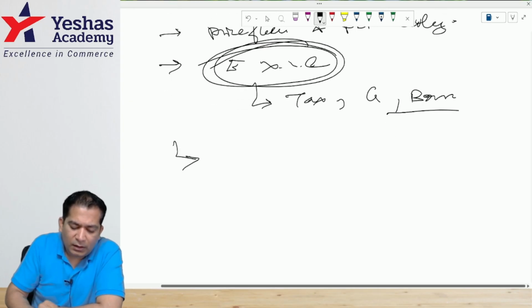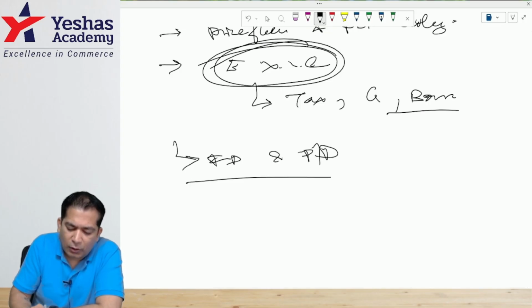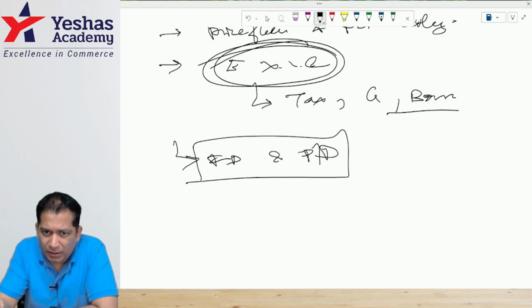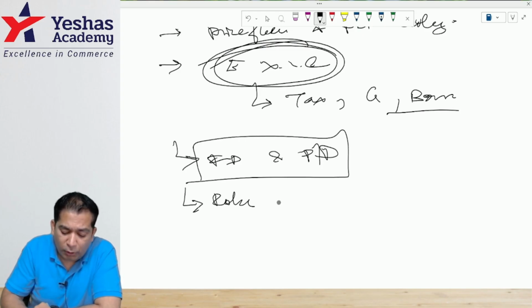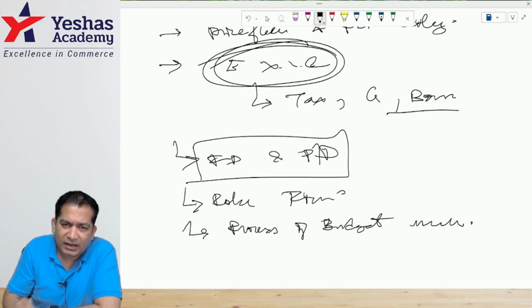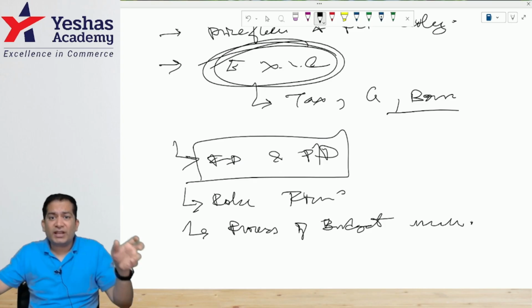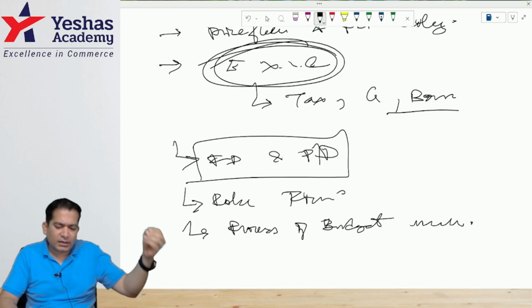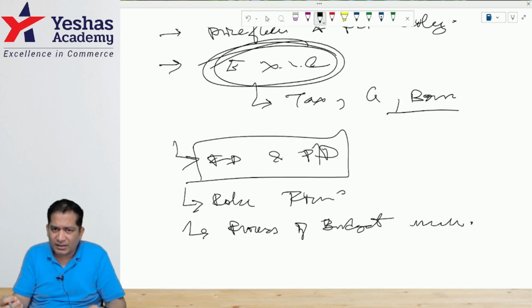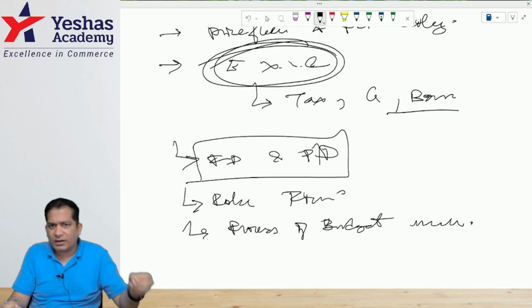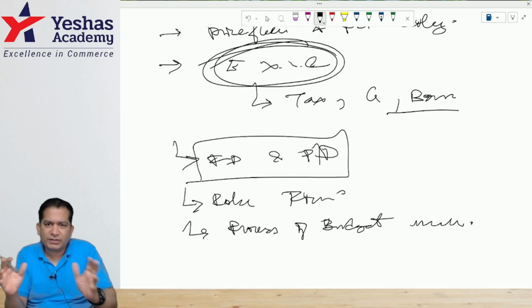And in case of budget, please focus on fiscal deficit and primary deficit. Also remember the article number with regard to budget. Finance Commission, the role of Finance Commission is important. The process of budget making is again very important, and the different tools on the expenditure and the receipt side. For example, what is a non-debt receipt, what is a debt creating receipt, what is capital expenditure, what is revenue expenditure. All these things you have to keep in mind.